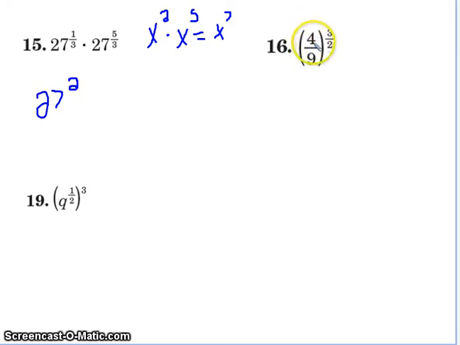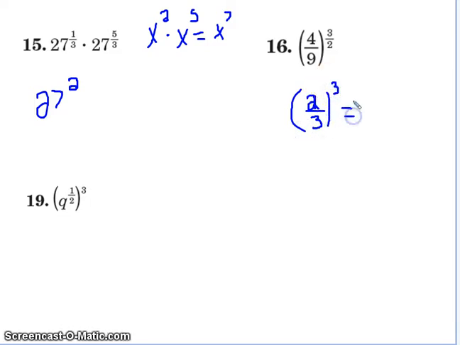Here, if we have 4/9 to the 3/2, then what we actually are doing is we're taking the square root of these two numbers and then cubing it. You can take the square root of 4, you can take the square root of 9, and then you can raise it to the 3rd power. So the square root of 4 is 2, and the square root of 9 is 3. And then you're going to cube the whole thing.